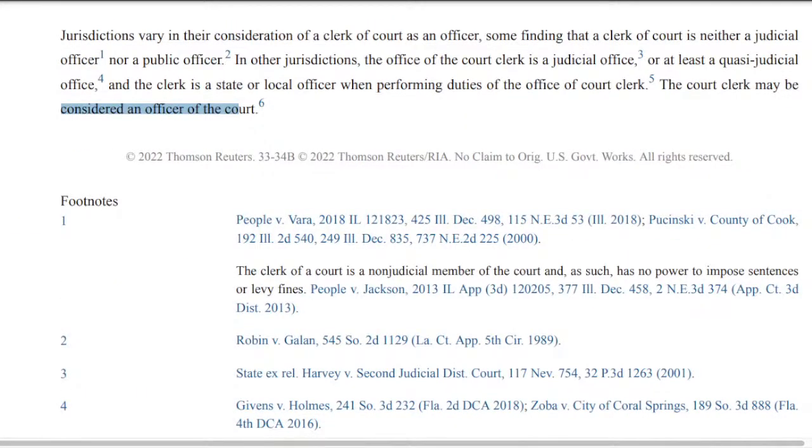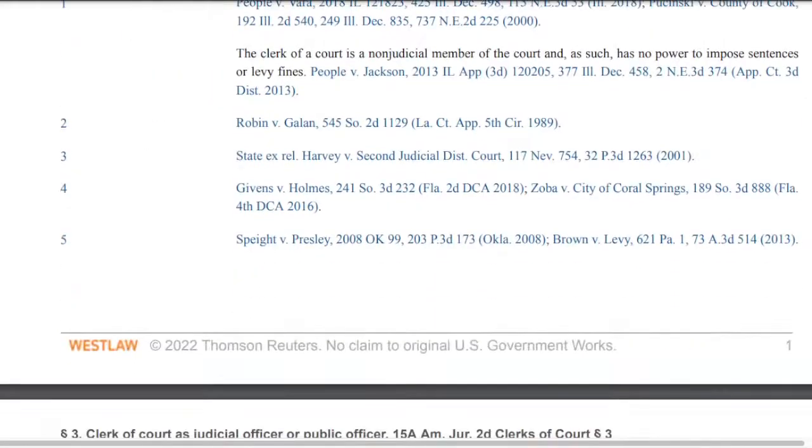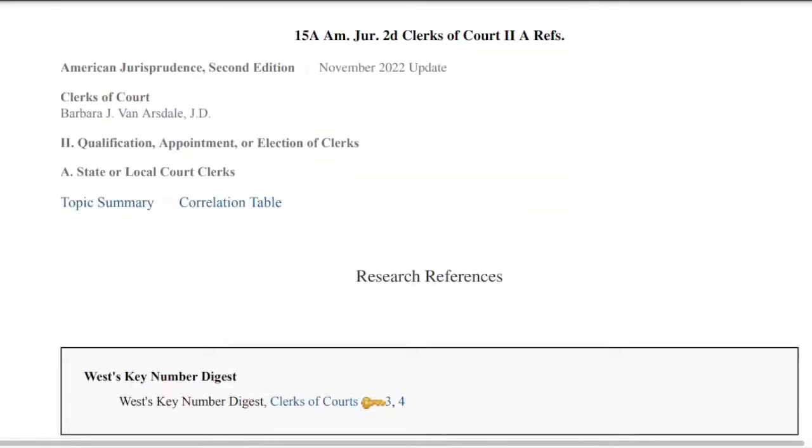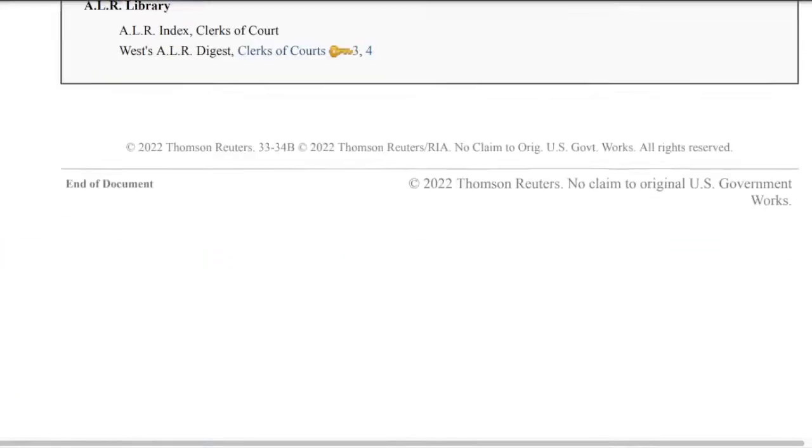Clerk may be considered an officer of the court. And it's a state or local officer when performing duties. Okay, craziness. So depending on your jurisdiction is the nature thereof your clerk of court. So let's get a little deeper. Now that we have added confusion, let's see if we can make some clarity of it here.